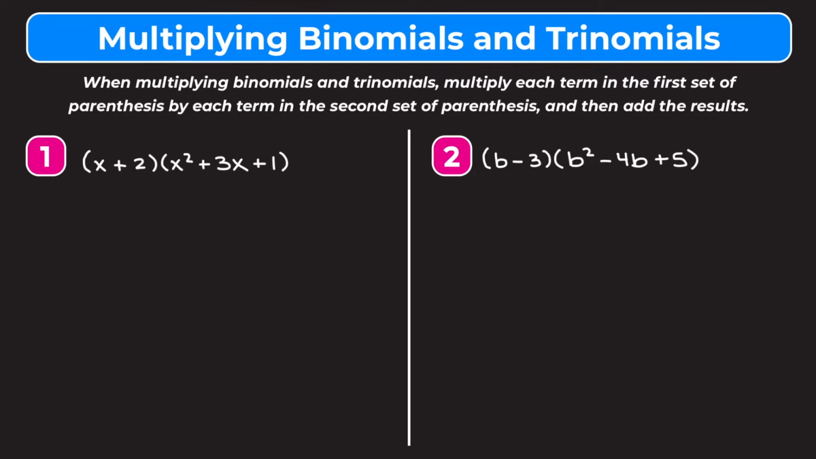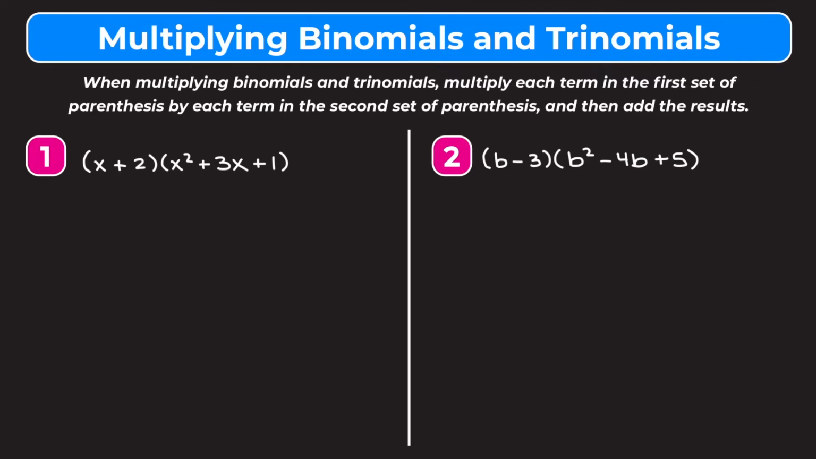So a binomial is just any expression that's made up of two terms being added or subtracted. So if we look at number 1, x plus 2 is a binomial because we have two terms, x and 2, and they're being added. The same with number 2, b minus 3 is a binomial because it has two terms, b and 3, and they're being subtracted. A trinomial is any expression that has three terms being added or subtracted.